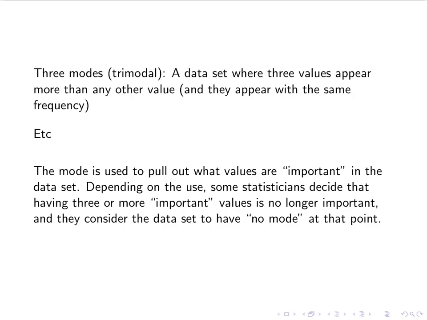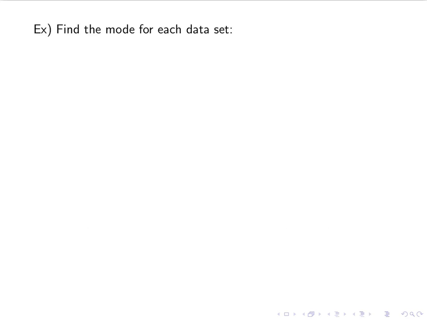So, if you're talking to someone where having 6 modes is still important, then you could have up to, at that point, 6 modes. Okay, but some people, again, think that if there's more than 2, then it's no longer really important, so we consider it to be no mode. So let's find the mode for each data set.